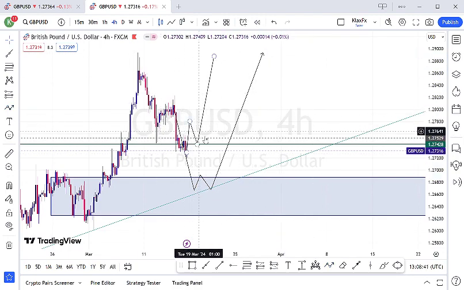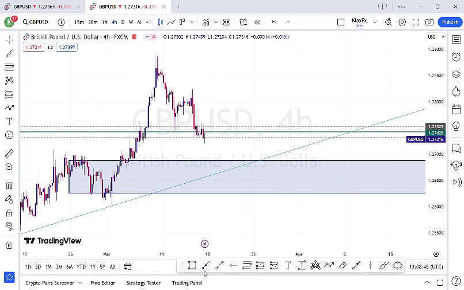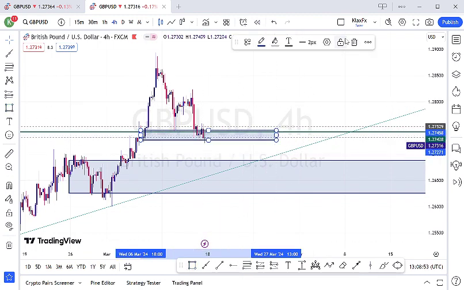Okay, so these are my buyers on GBPUSD. Yes, these are my buyers on GBPUSD. So for here on the four-hour time frame, I also have this zone which price is reacting based on.